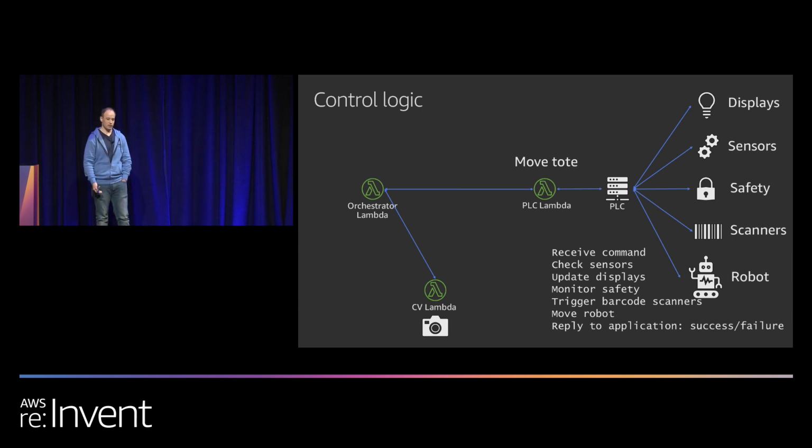The PLC's got to receive this command. It's got to check a myriad of different sensors, updating some UIs or HMI displays. It's constantly monitoring safety systems to make sure everything is in a safe operating mode. And maybe it's triggering barcode scanners and eventually moving robotics, motors, and actuators. And at the end of it all, it's going to determine how to respond to this command and tell you whether it succeeded or failed. So that's it. You're done. You've moved a tote, and you're never, ever going to want to change that logic, right?